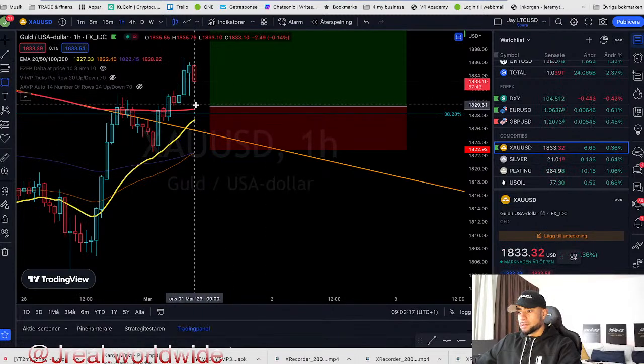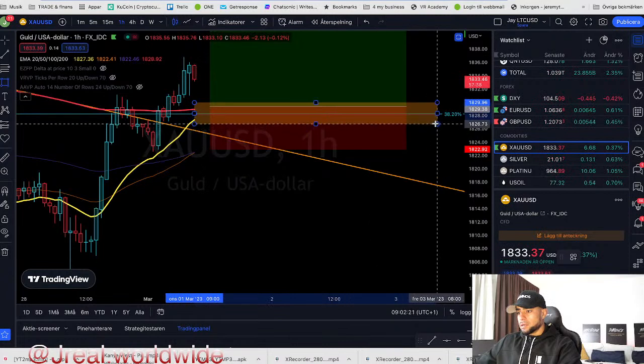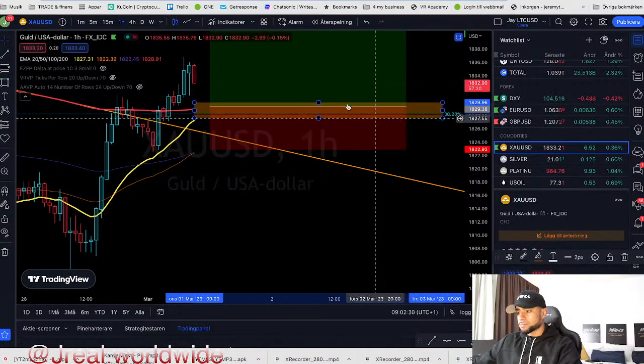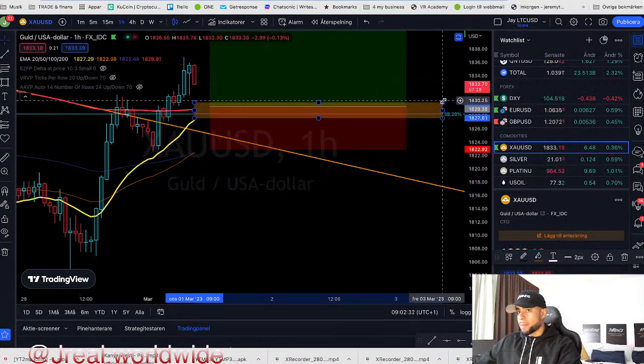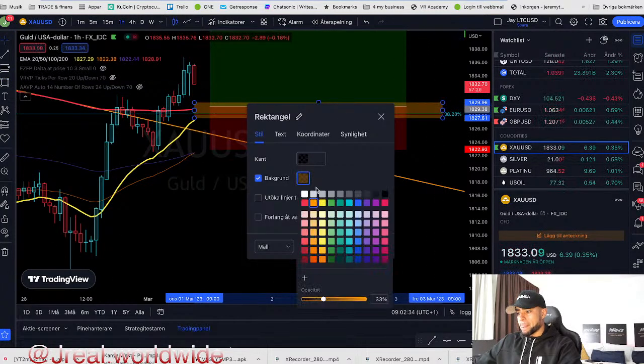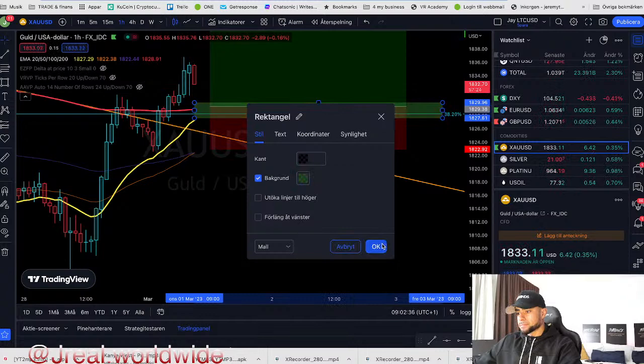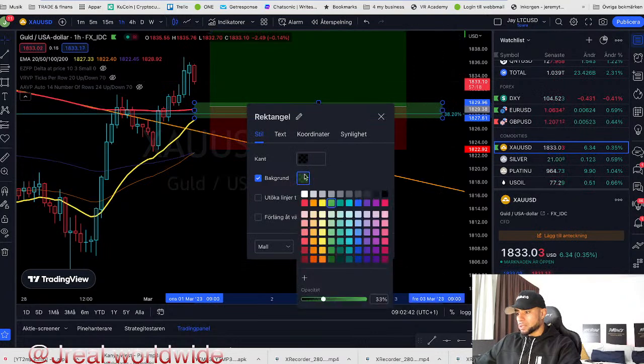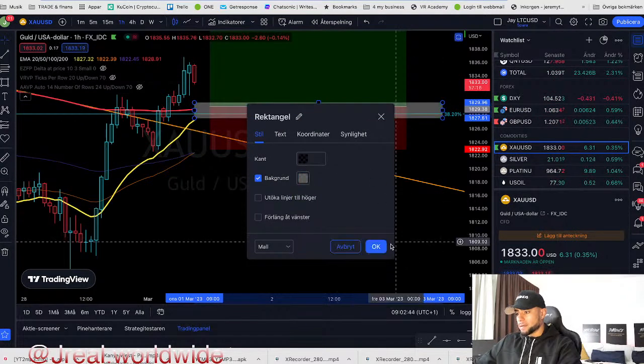So here, this is the area for a buy. Now, important to understand here. So this is the area for a buy. Let's make it white instead, so we can distinguish the color.